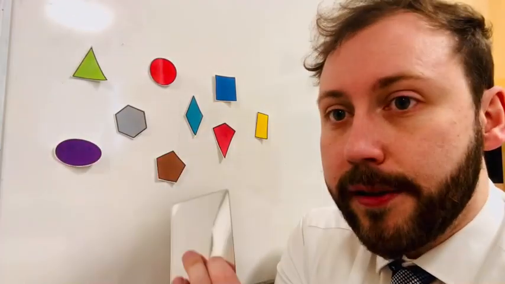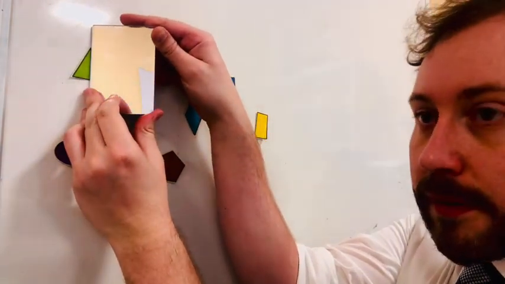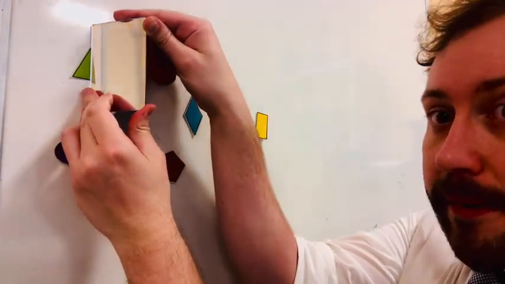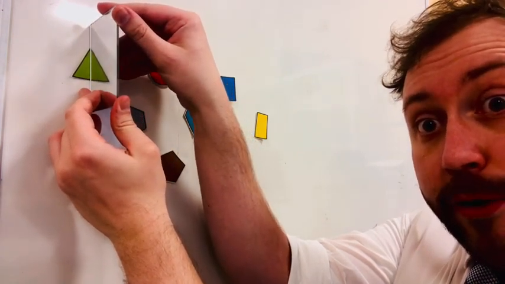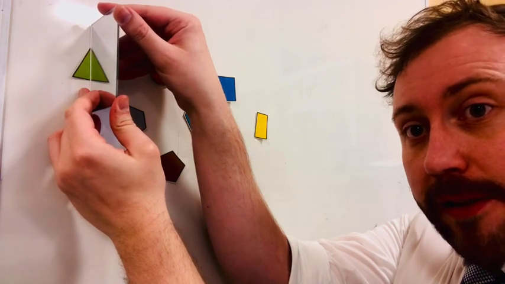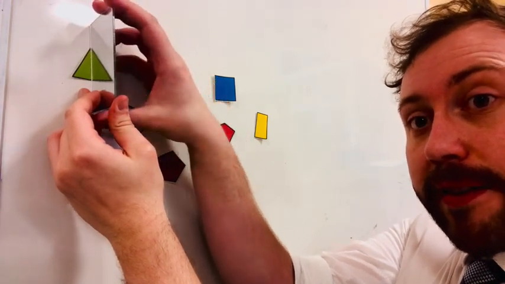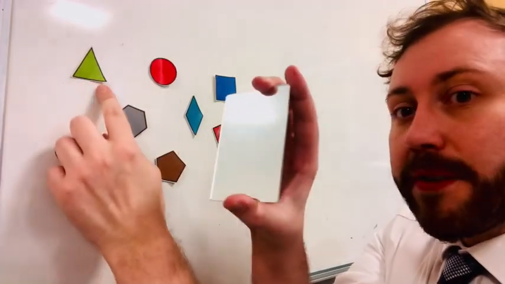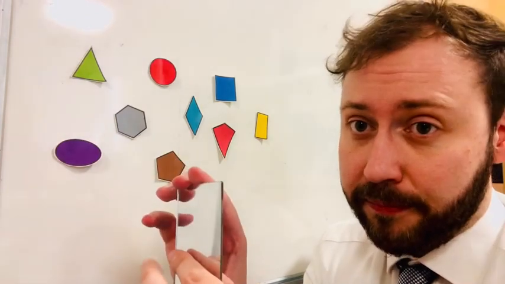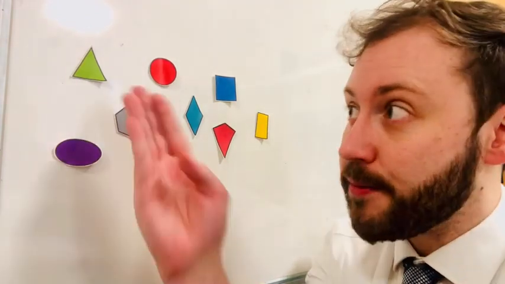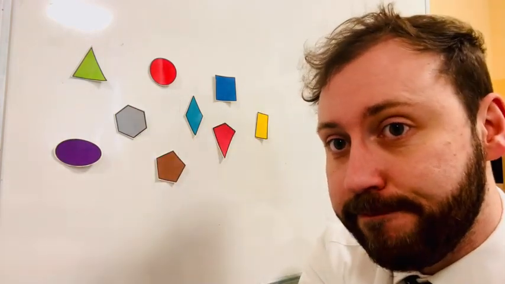Let's look at the triangle. If we put the mirror in the middle and turn this mirror, it creates a full triangle. That's because the triangle is the same on both sides. This is called symmetry. Symmetry is when something is mirrored on both sides.